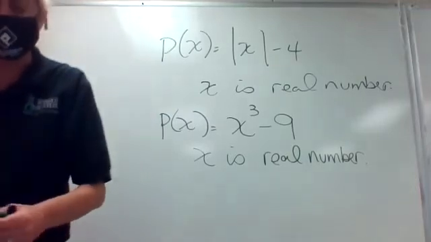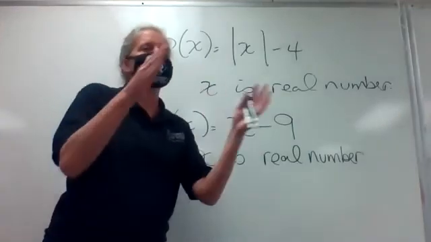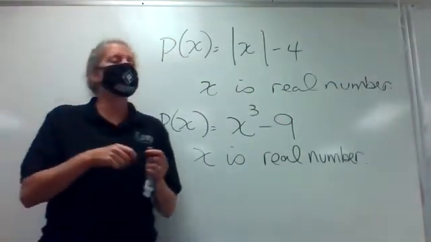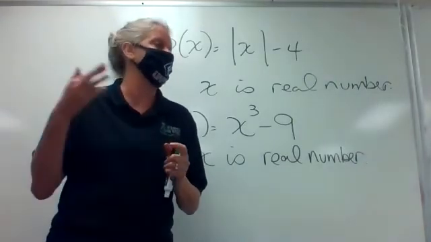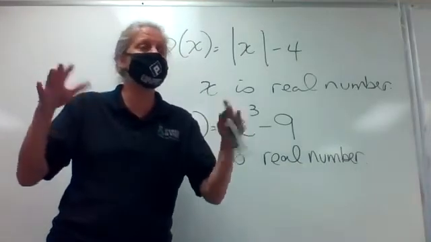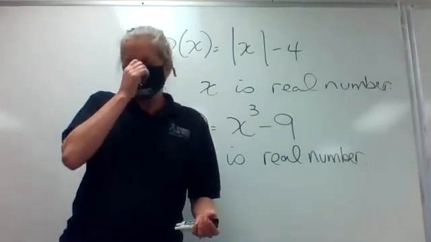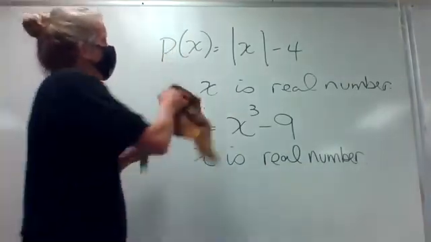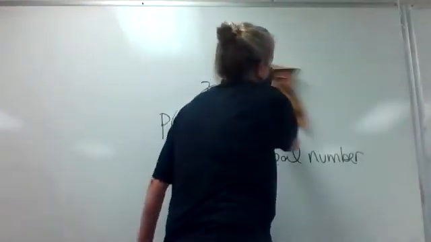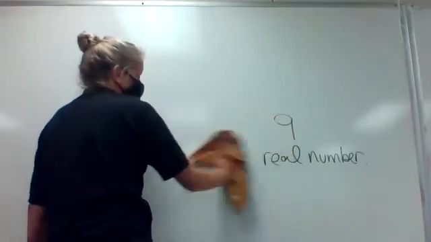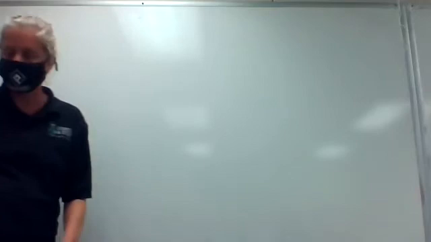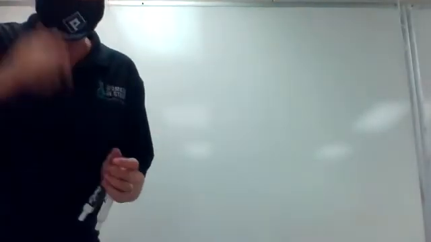All right, now in 2.4, they're going to give us 2 functions and then just ask us to do different things to those functions. It may be add them together, it may be multiply them together, it may be plug in numbers and then add them together. But they're all going to start off by giving us 2 functions and then give us instructions on what they want us to do with those functions. So again, this is the start of 2.4.